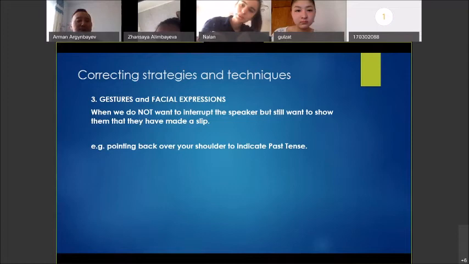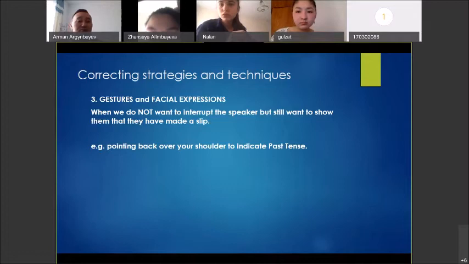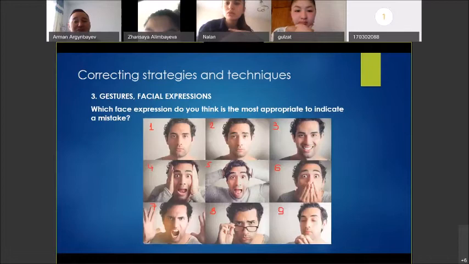So you point back with the past. Vice versa, if they need to use future, you can show like this. You can also use your face expressions. You can show your surprise on the face. For example, let's choose one of the best expressions. Which do you think is the best one that you can use?